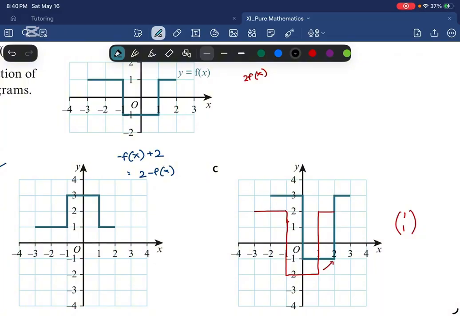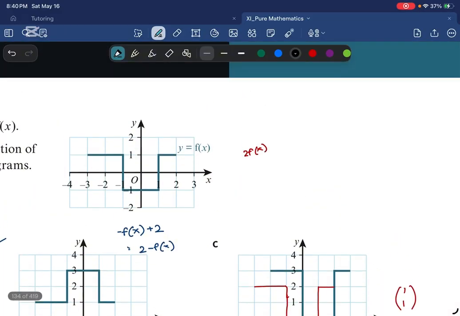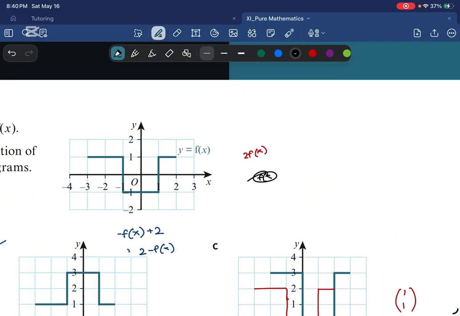by (1, 1). So it's basically 2f of (x minus 1), plus 1. So that is going to be your solution.